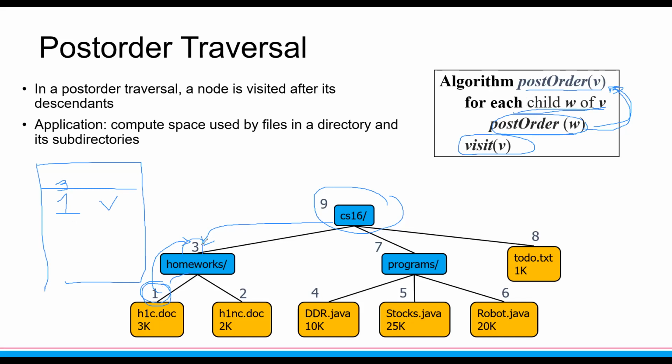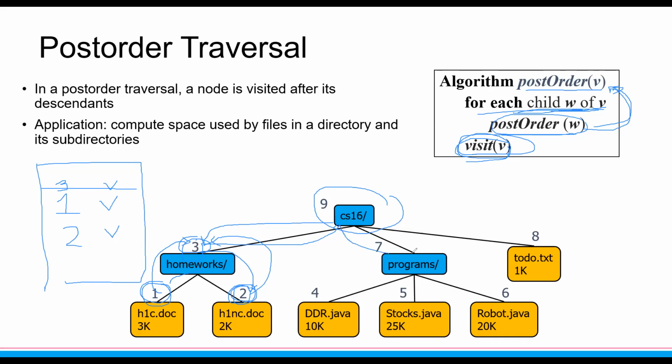We will go to the next child. What is the next child of this one? The next child is 2. So is there any child of V? There is no child of 2. Then we will visit V. So 2 is noted as visited, and after that we will return back to 3. Because there is no other child, there is no iteration for other children, we will visit this one. We visit V, and after we visit this one, we go to the next child.